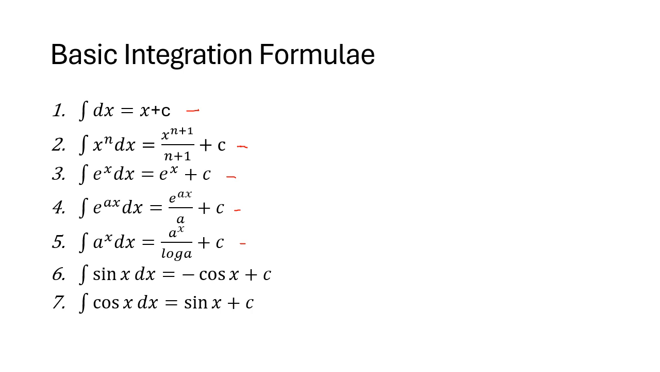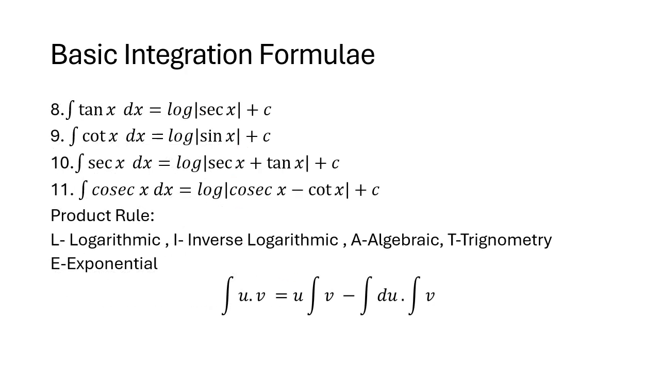One of the basic formulas is integration of sin x dx is equal to minus cos x plus c. Integration of cos x dx is equal to sin x plus c. The next formula is integration of tan x dx is equal to log of sec x plus c. Then integration of cot x dx is equal to log of mod of sin x plus c. Integration of sec x dx is equal to log of mod of sec x plus tan x plus c. And integration of cosec x dx is equal to log of mod of cosec x minus cot x plus c. Okay, so these are some of the basic formulas.